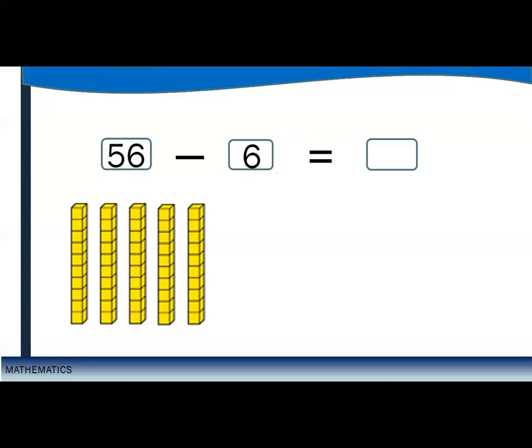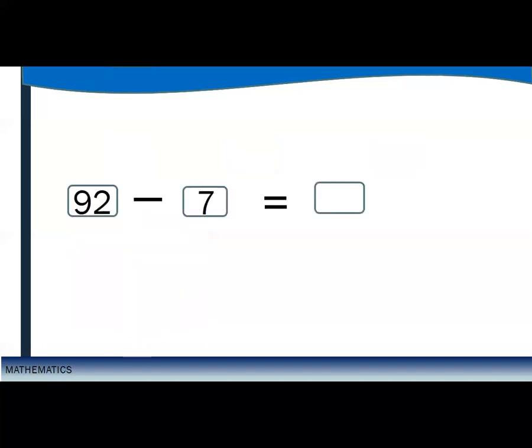Great. We have 5 longs left. And 5 longs is equal to? Great, 50. So the answer to 56 subtract 6 is 50. There we have it, boys and girls. Our answer is 50. And now for your third activity.